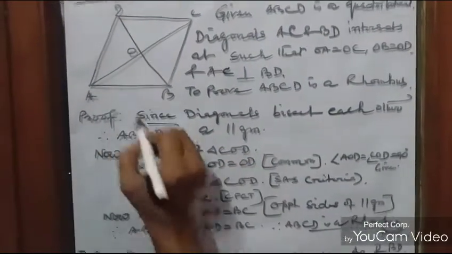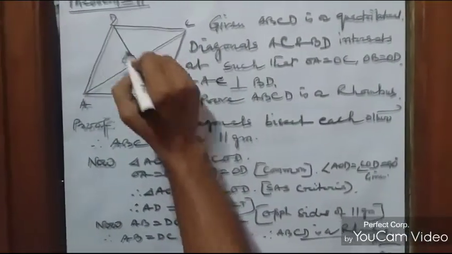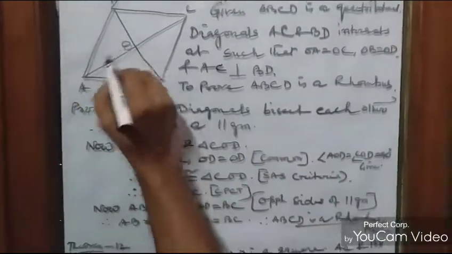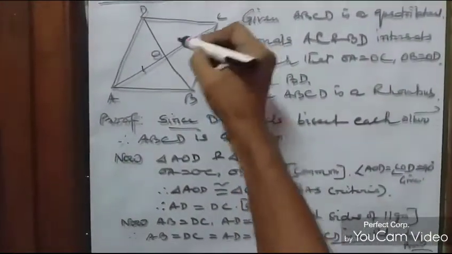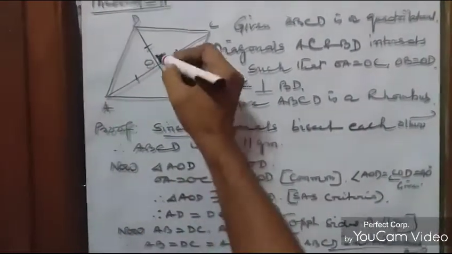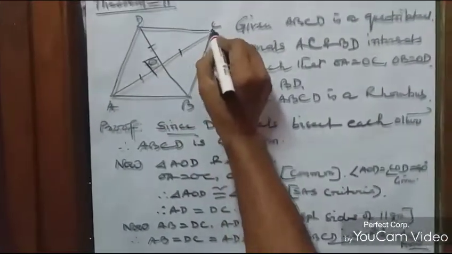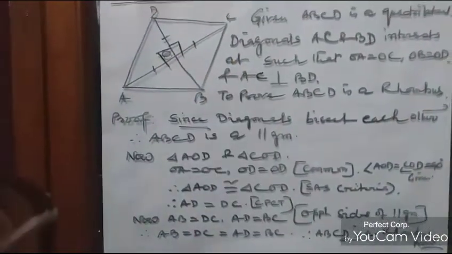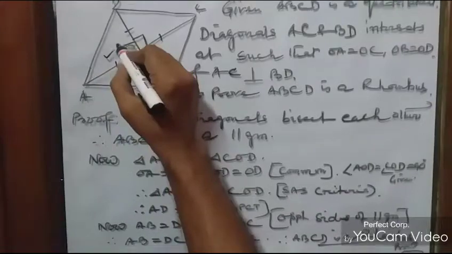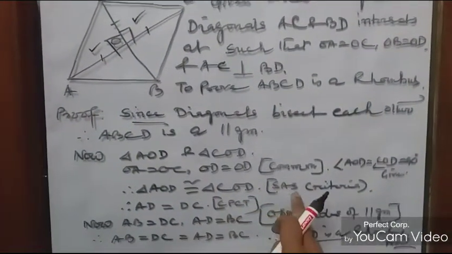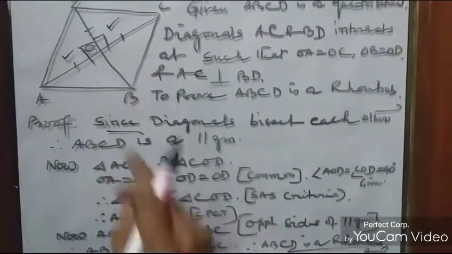Now, in these two triangles, AOD and COD, we can tell this is equal to this, and OD is common, and angle AOD equal to angle COD. This is 90 degrees, it is given, since they bisect each other at 90 degrees. So we can tell that this triangle and this triangle are congruent by SAS criteria. Then we can conclude that AD equal to BC.